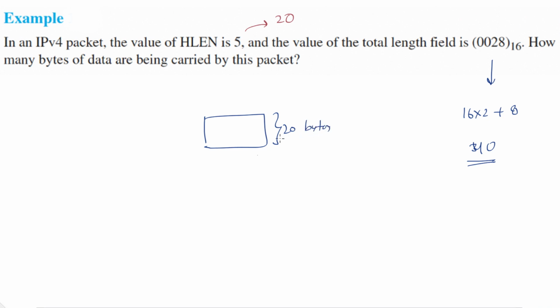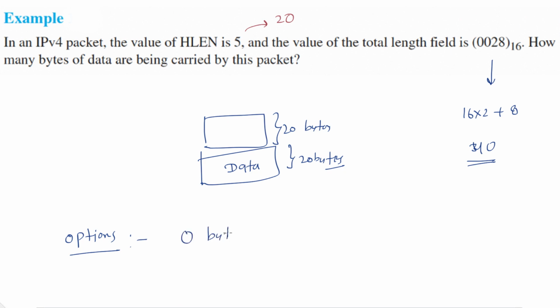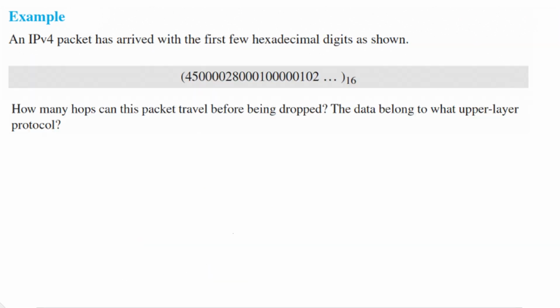Which means this is 20 bytes of header they are containing, and then after that I have the data. This is the data, not the options. Okay, how many bytes of data? Which is very easy, just 20 bytes. And if they ask how many bytes of options we are having, then 0 bytes of options. Because the header length is 20 bytes, there is no scope for options, so options of 0 bytes, data of 20 bytes, right? Now let's solve the next question.